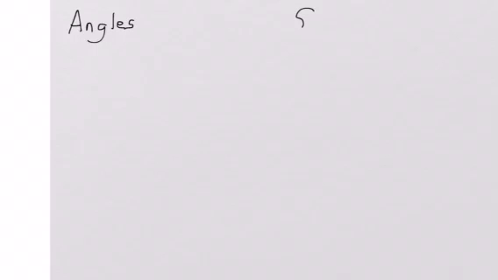Welcome back to Math 109, Plane Trigonometry. In this video, we're going to look at the different ways that we can classify triangles, both by its angles and its sides. So, we'll look at angles and sides.